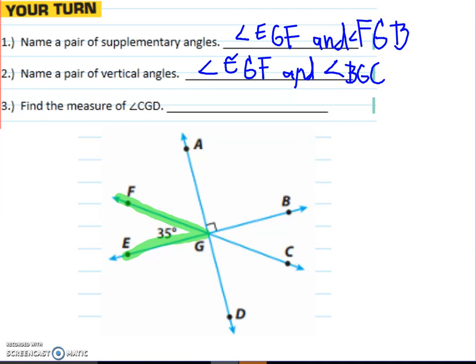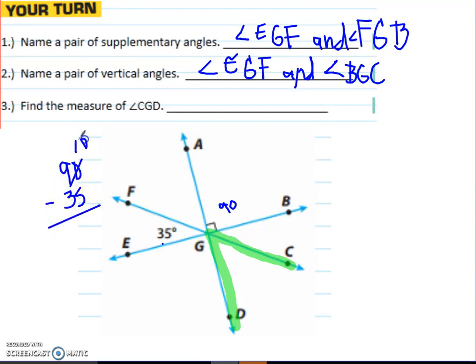Okay, so we want the angle measure CGD, this one here. Well, we're actually going to solve all of the missing angles. So if this is 90 and this is 35, we can either say 90 minus 35 or 90 plus 35 minus 180. Let's just say 90 minus 35. So we're going to borrow, and we're going to get 55 degrees.